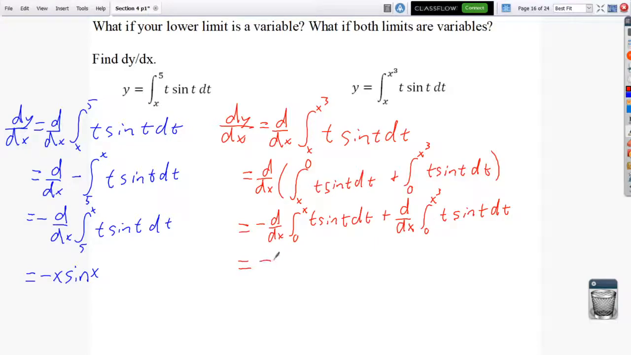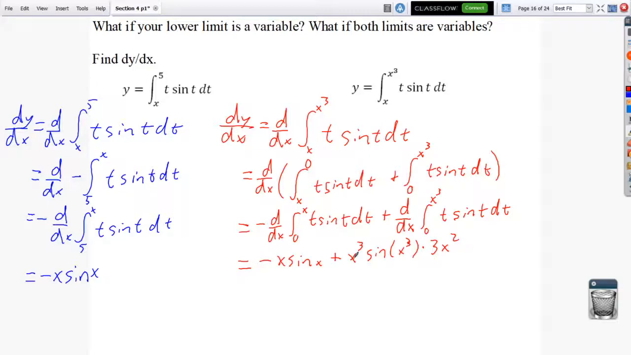Here we're going to have negative x sine x plus x cubed sine of x cubed times the derivative of x cubed. There we have an answer. Probably not the best answer. We want to do some algebra just to make it look fancy. Personally, I'll put the 3x squared up front, make that whole term out front.